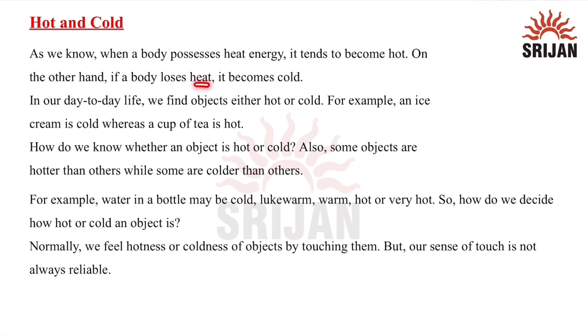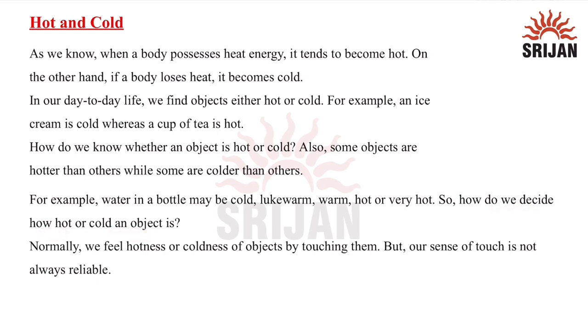On the other hand, if a body loses heat, it becomes cold. Now, in our day-to-day life, we find objects either hot or cold. For example, ice cream is cold, whereas a cup of tea is hot. How do we know whether an object is hot or cold? Also, some objects are hotter than others, while some are colder than others. For example, water in a bottle may be cold, lukewarm, warm, hot, and very hot. So, how do we decide how hot or cold an object is?